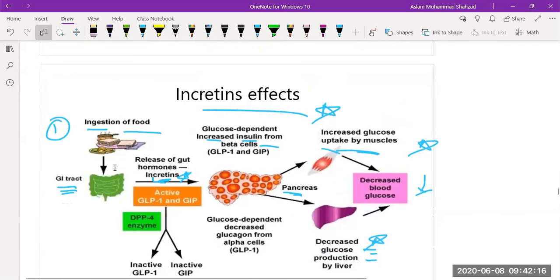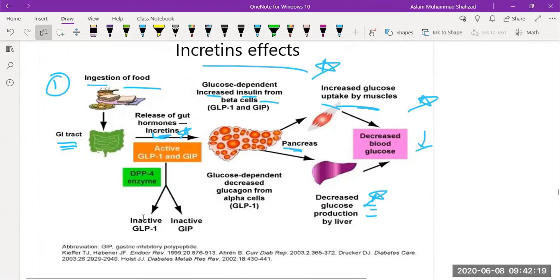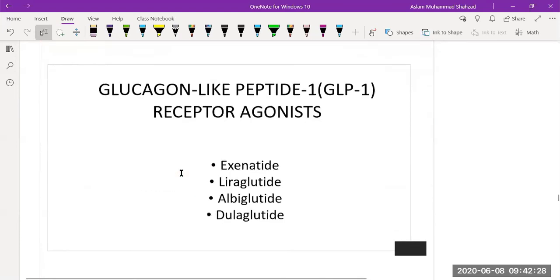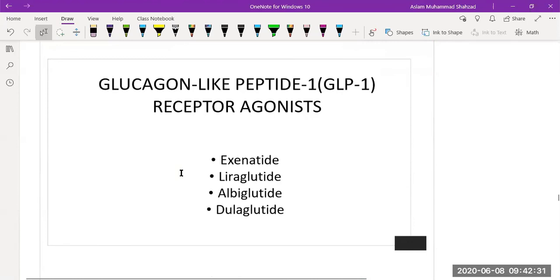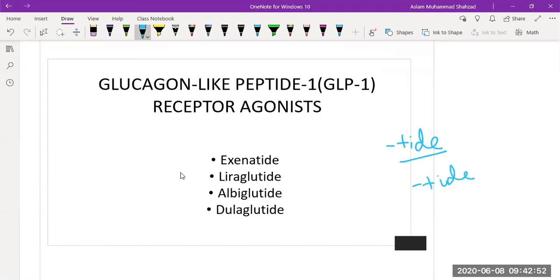So the main thing, if you see this mechanism of the incretin effect, is that GLP-1 and GIP have been inactivated by the DPP4 enzyme. So for the drugs, you can take a look at the glucagon-like peptide drugs, and we all have the suffix tide: exenatide. You can see that suffix TIDE, or you can see liraglutide, TIDE. So you can memorize this suffix from them. This is the easy way to memorize them.